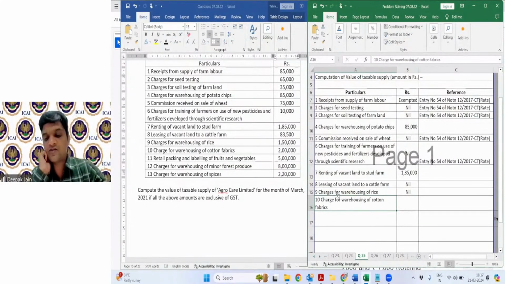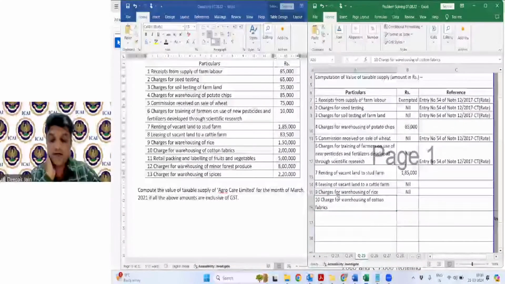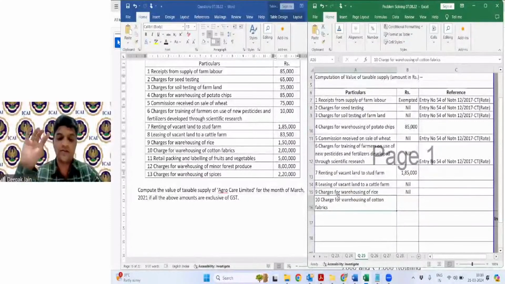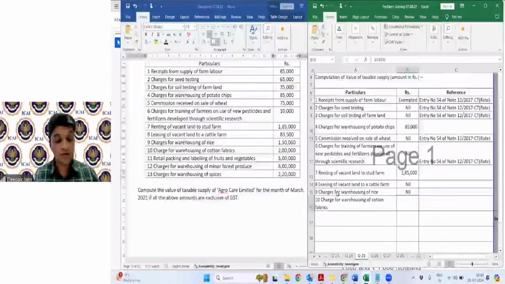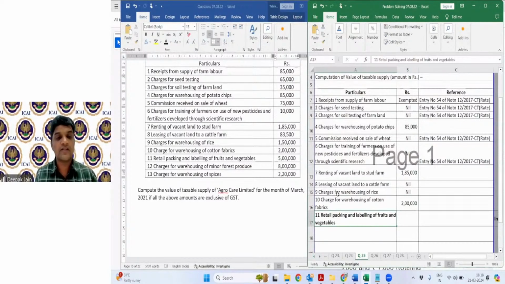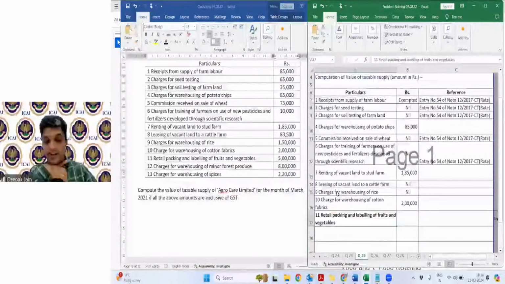Warehousing of paddy applies to rice also? Yes. Warehousing of paddy applies to rice also. And specifically, they mentioned warehousing of rice. Charge for warehousing of cotton fabrics is not a agriculture produce, so it is taxable. Then retail packaging and labeling of fruits and vegetables.